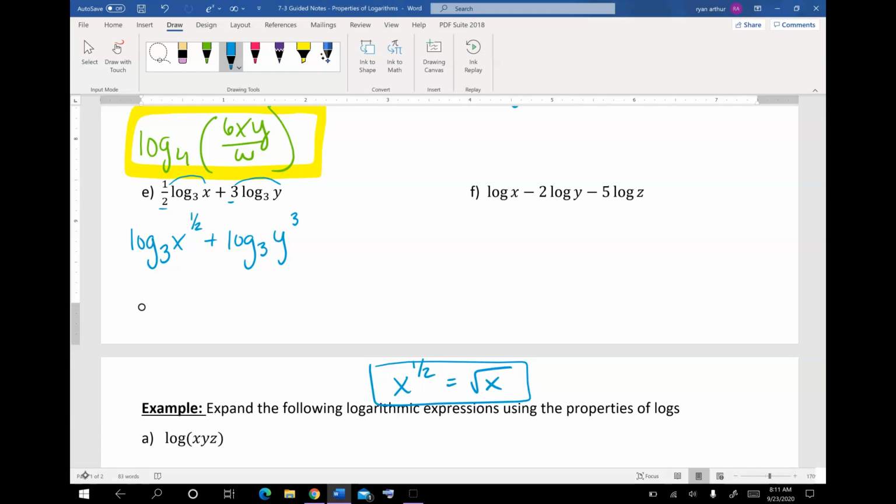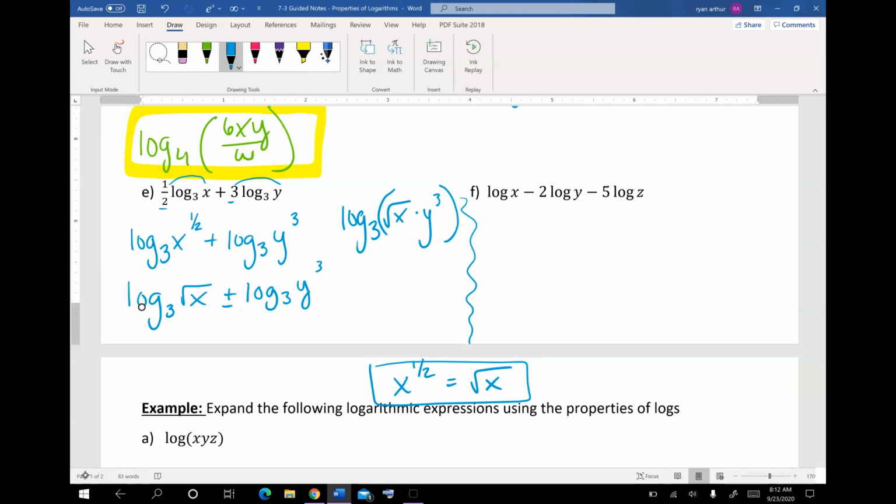So I can rewrite this x to the 1/2 as log base 3 of the square root of x plus log base 3 of y cubed. After you do that, adding means to multiply, so my final answer will be log base 3 of the square root of x times y cubed. Okay? All right, just remember, 1/2 means square root. All right, next one.